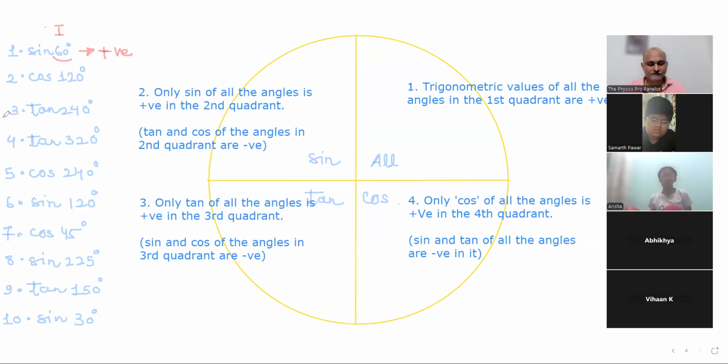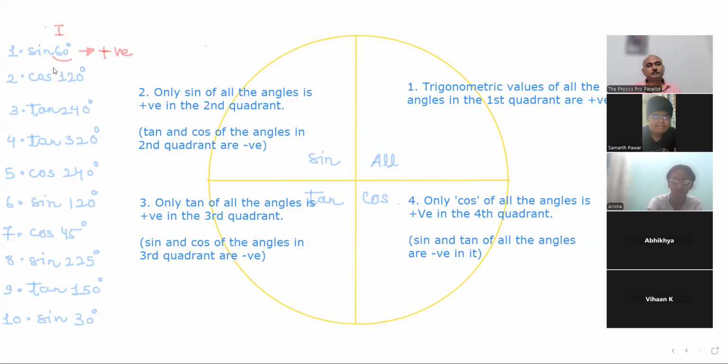Sir, I didn't understand how we solve these. Can you explain again? Vihan, you understood the rules or not? Yeah, I understood that, but then... Sir, I prefer English. Okay, go. So 60 degree lies in which quadrant, Vihan?